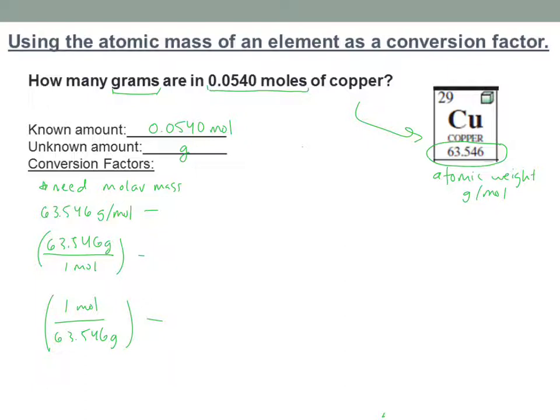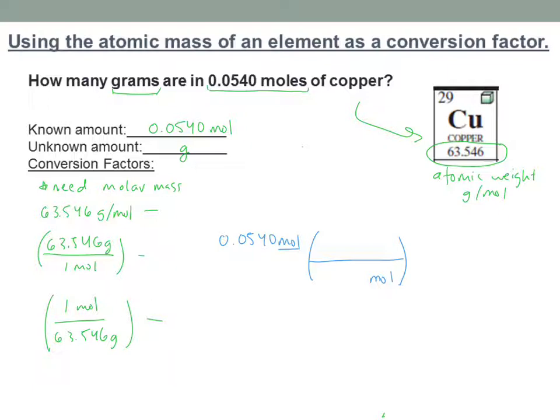So now that I have all my information, I just need to set it up, right? I'm always going to start with my known amount, 0.0540 moles. And then I need a conversion factor to put in here. Remember, with conversion factors, dimensional analysis, unit analysis, what I need to do is get my units to cancel. So I need to get these moles to cancel out, which means that down here I need to have my mole unit, so that I can cancel out my moles in the end.